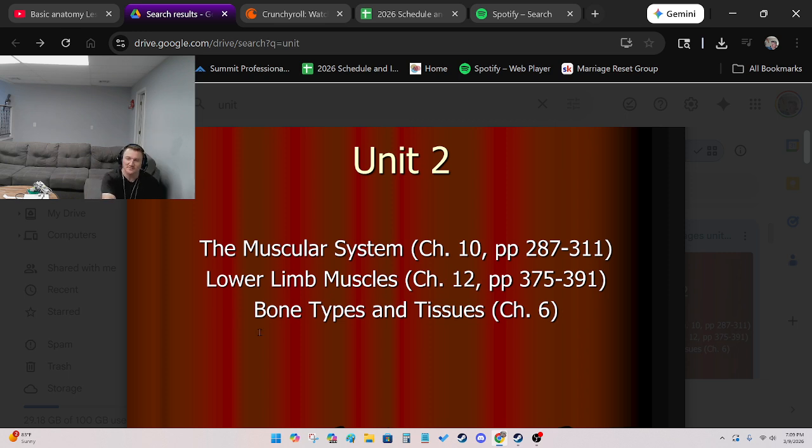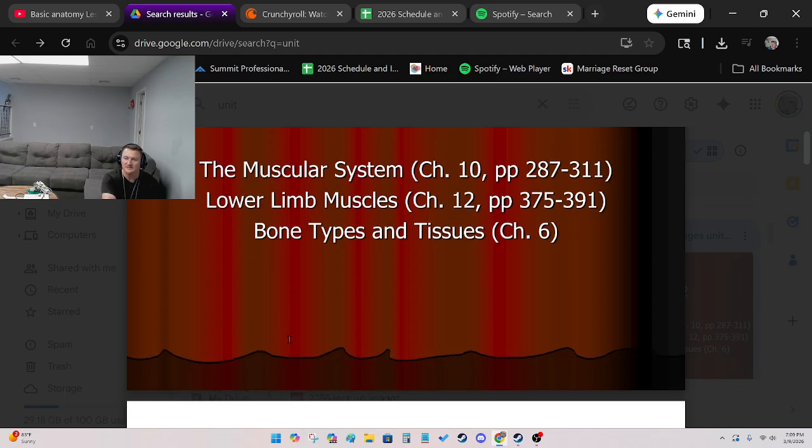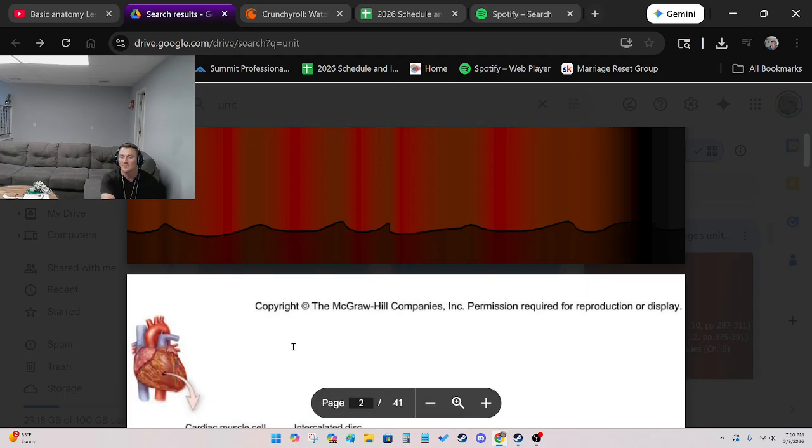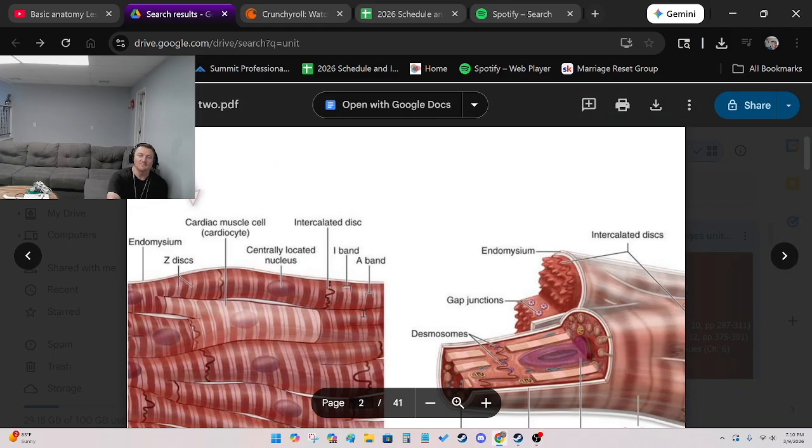Unit 2, muscular system, lower limb muscles, bone types, and tissues. There's so much more to cover.